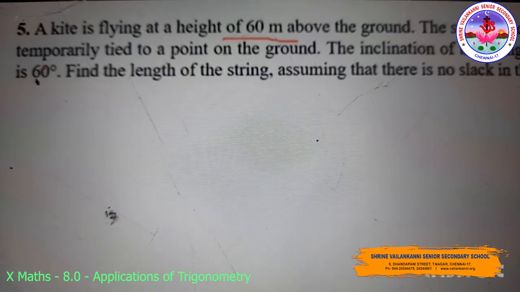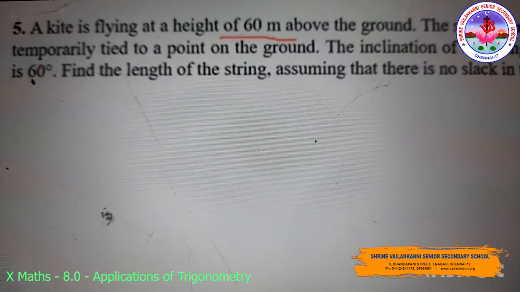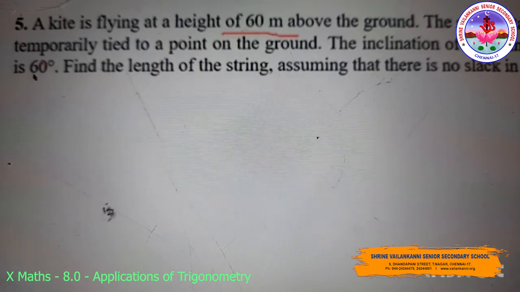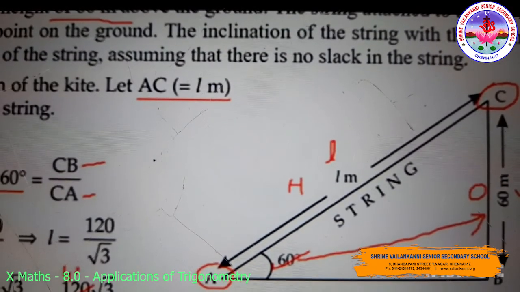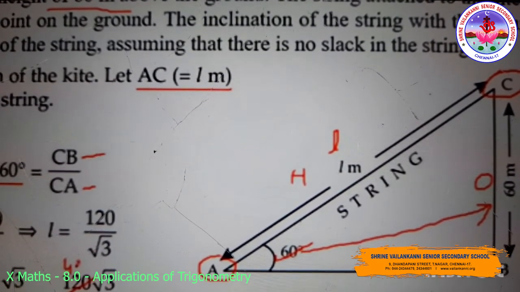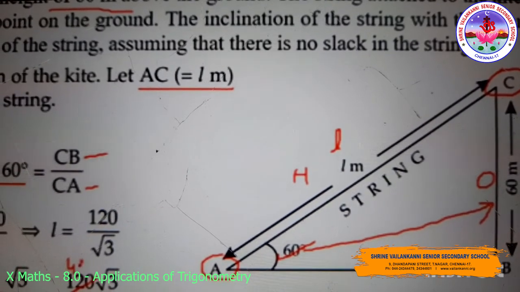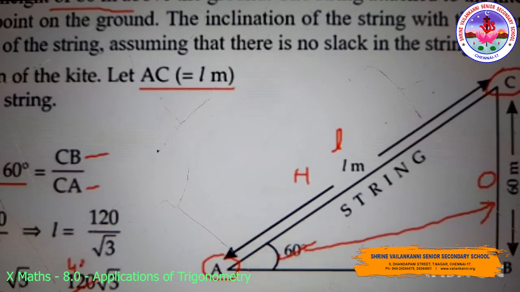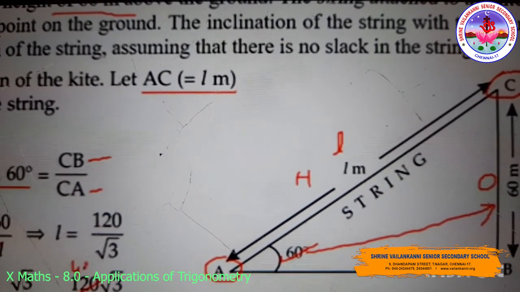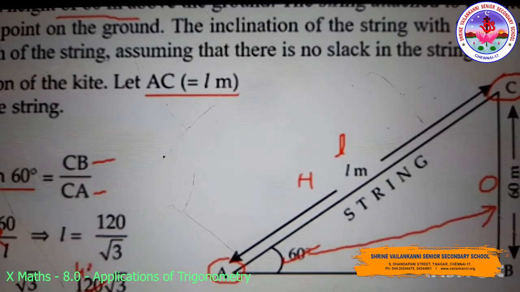Fifth problem: A kite is flying at a height of 60 meter above the ground. The string attached to the kite is temporarily tied to a point on the ground. The inclination of the string with the ground is 60 degree. Find the length of the string, assuming that there is no slack in the string. With the given statement, we are going to draw the figure. So where AC is the length of the string of length L meter, and the string is tightly fixed to the ground at the point A, and C is the kite flying at a distance of 60 meter above the ground level, and AB is the horizontal distance.